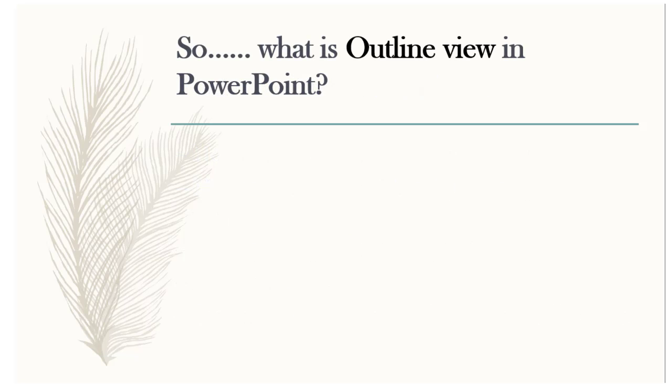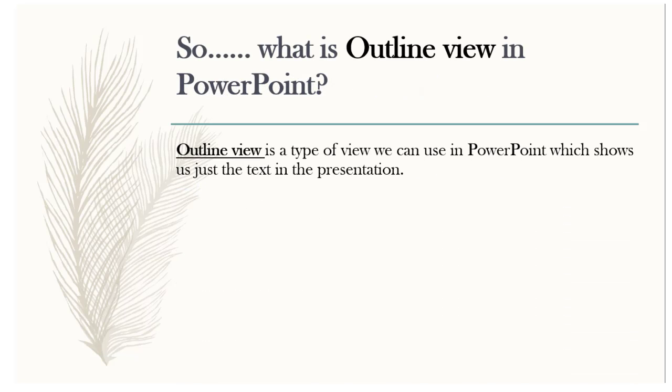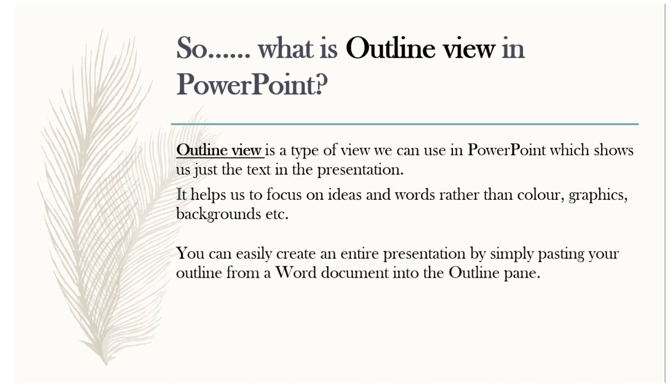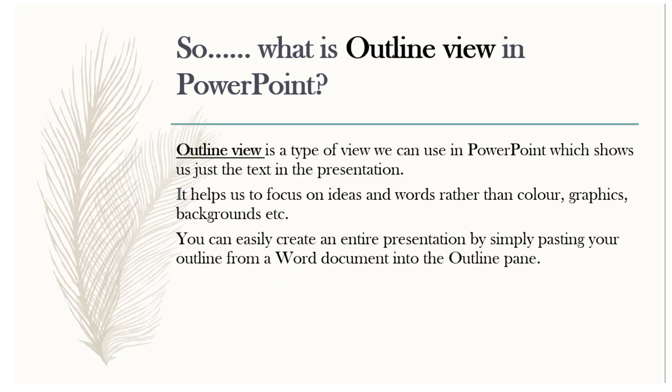So, what is outline view in PowerPoint? It is a type of view we can use in PowerPoint which shows just the text in the presentation. It helps to focus on ideas and words rather than colors and graphics. You can easily create an entire presentation by pasting your existing project outline from a Word document in the outline pane.